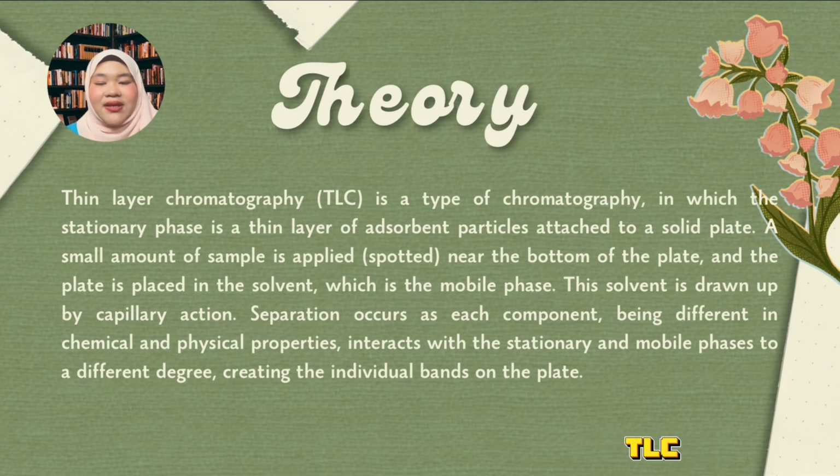First and foremost, what is TLC? Thin layer chromatography, TLC, is a type of chromatography in which the stationary phase is a thin layer of adsorbent particles attached to a solid plate. A small amount of sample is applied near the bottom of the plate, and the plate is placed in the solvent, which is the mobile phase. This solvent is drawn up by capillary action. From this capillary action, separation occurs as each component has different chemical and physical properties. So it will interact with the stationary phase and mobile phase to a different degree, creating individual bands on the plate.